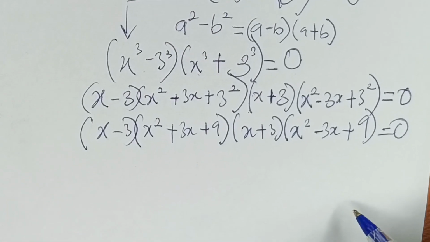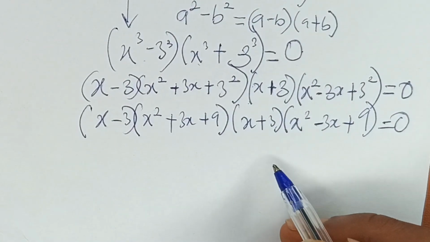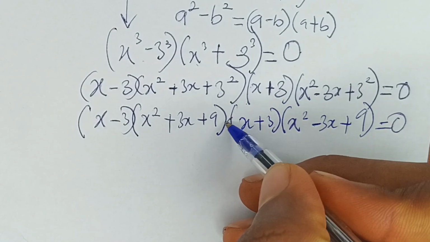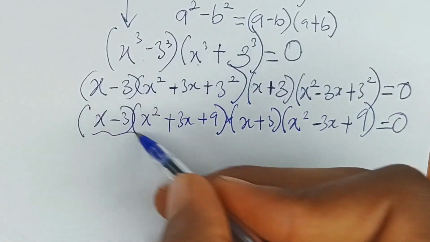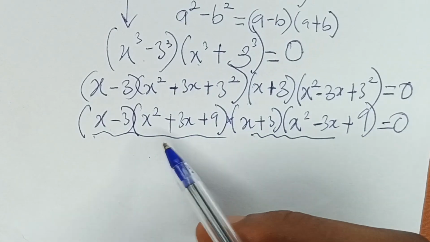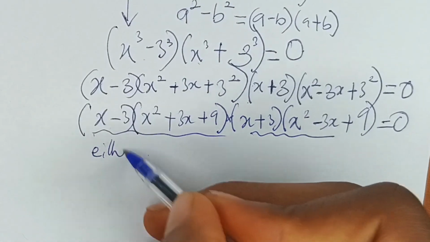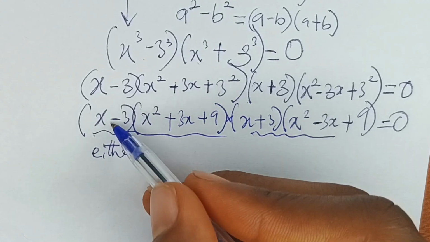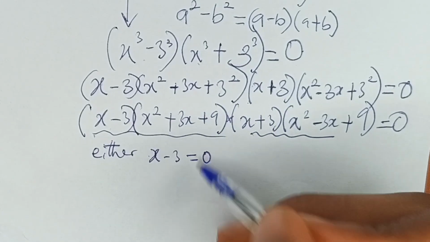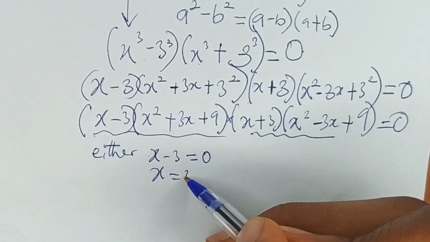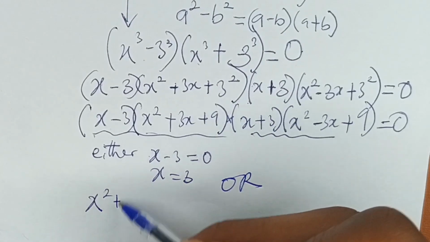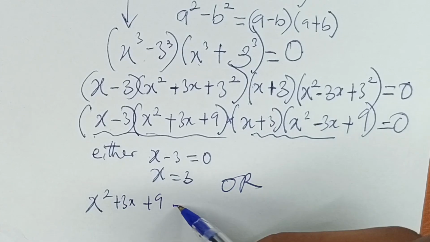Alright, now from here, when the product of two things is equal to 0, it's either the first one is equal to 0 or the second one is equal to 0. So if you put the times here, it's either this is equal to 0 or this is equal to 0. Let's say that this is equal to 0, okay? So it can be either that x minus 3 is equal to 0, implying that x is equal to 3, or x squared plus 3x plus 9 is equal to 0.